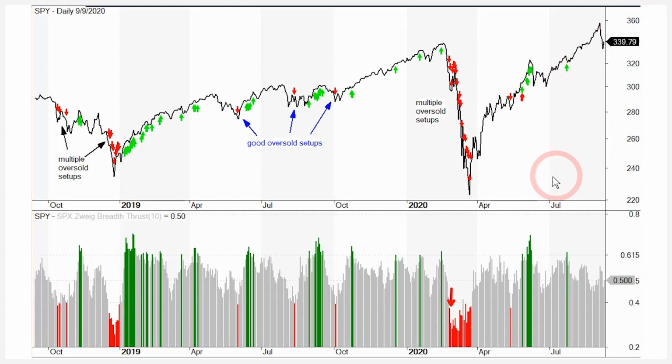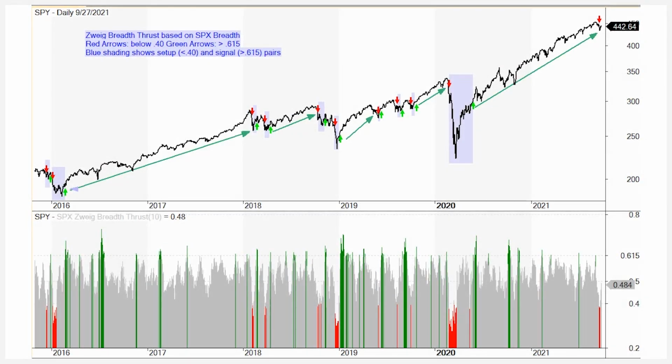But what I want to point out is you can see that sometimes we get a bearish setup and a bullish thrust within a week or two. But sometimes you get that bearish setup and you get more selling pressure, like we did at the end of 2018. So now I've moved to the most recent chart, and there is the initial thrust that we got there. And look how long that signal lasted. And now we've got this bearish setup here.